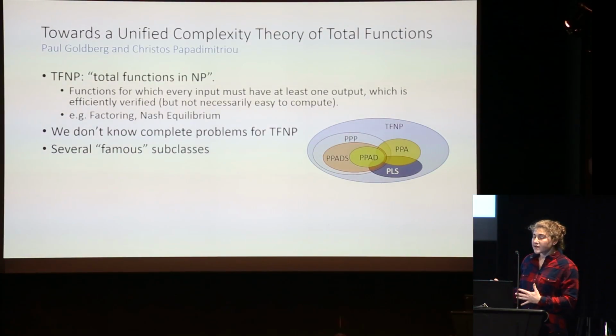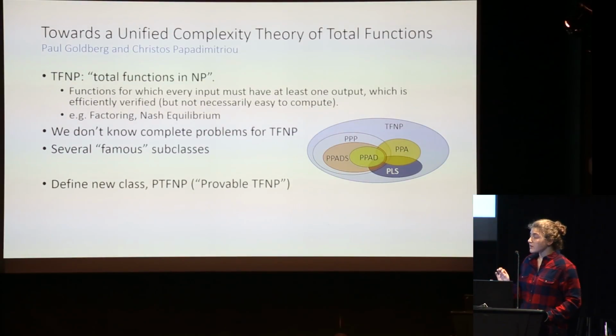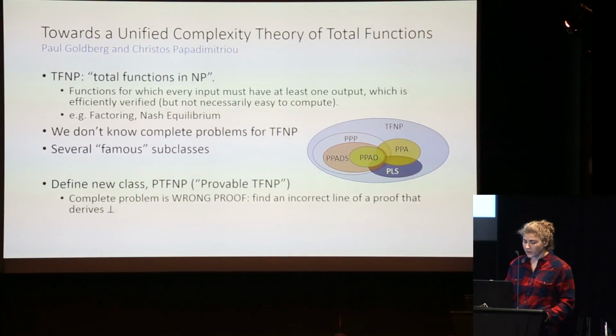So the authors set out to ask, is there a class that contains all of these classes that also has a complete problem, so that we can start to shed some light on the complexity of these classes of total functions? Okay, and they define a new class called provable TFNP, which has the following complete problem. The complete problem is the wrong proof problem.